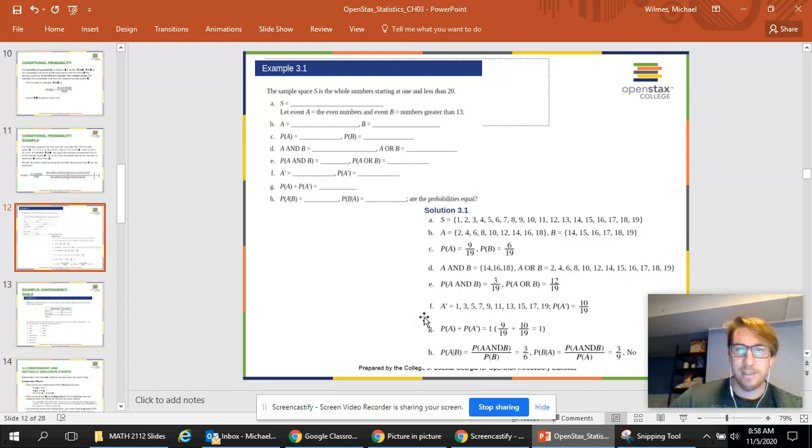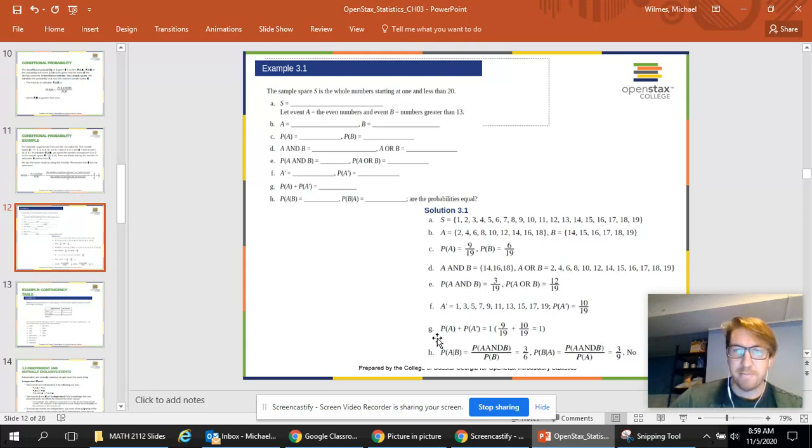Next is the complement. Complement of A is going to be everything that's not A. So we look at our total sample space and we look at A and we think, what's not an A? A was all the even numbers, so not A would be all the odd numbers. And the probability of not A is, there's 10 numbers there, so 10 over 19.